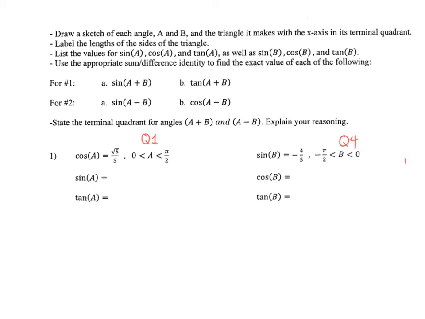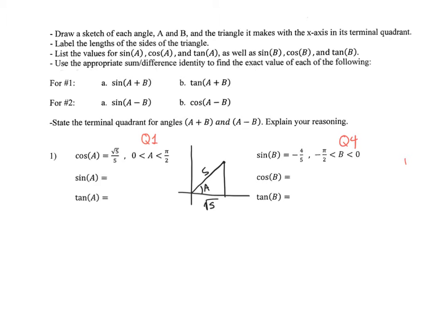So let's go ahead and draw a little sketch of quadrant 1 right here. And we know this angle A is in quadrant 1. And they tell us that cosine of A is rad 5 over 5. So if this was a triangle right here, cosine is adjacent over hypotenuse. So I know the hypotenuse is 5. And I know the adjacent side to the angle, which is this side right here, that is going to be square root of 5. So how do I find the other side? How do I find this guy right here?